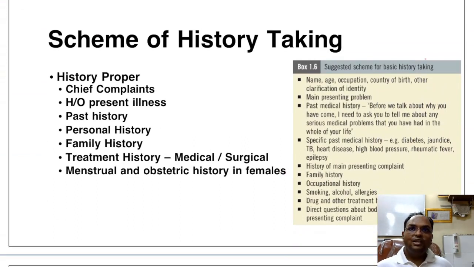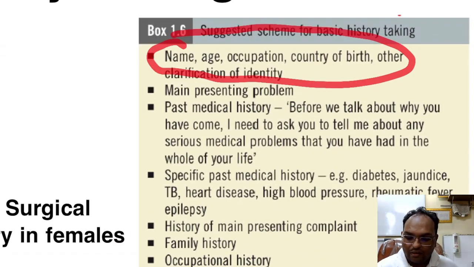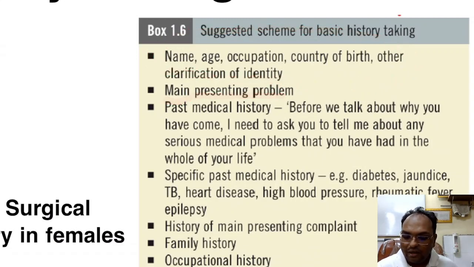So, if we talk about the scheme of history taking, you have to take a proper history which begins with the chief complaints. Then the history of present illness, past history, personal history, family history, treatment history, which again is divided into medical and surgical history, and menstrual and obstetric history in the females. Apart from that, the suggested basic scheme of history taking: name, age, occupation, country of birth. The main presenting feature, and the main past medical history, is what problems are already existing. You need to know about that.